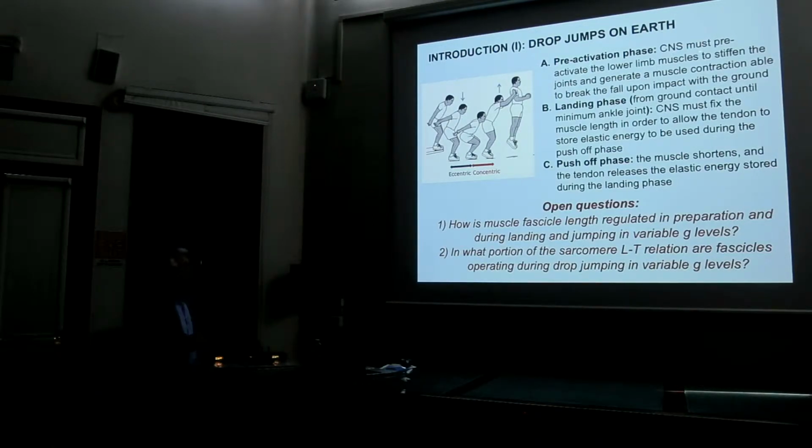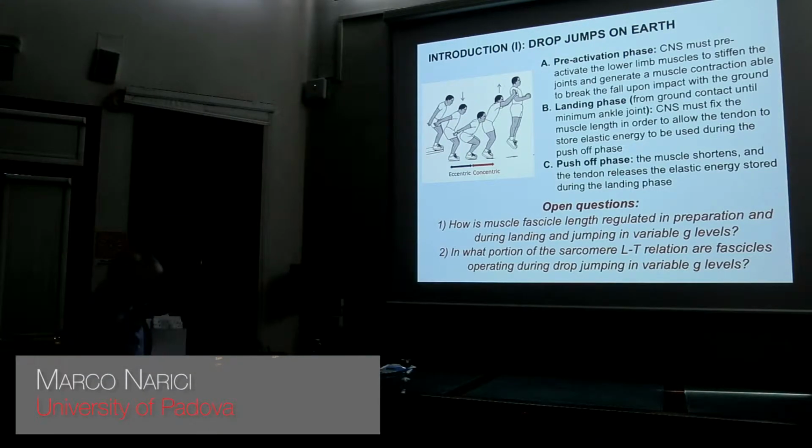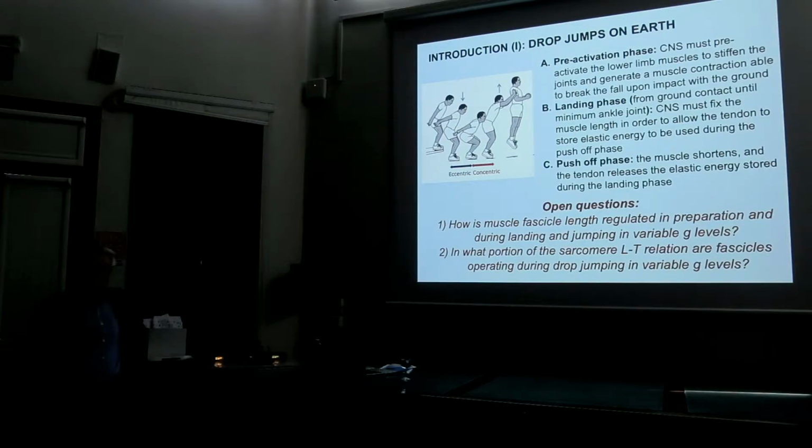So during the flight phase, the central nervous system must reactivate the lower limb muscles to stiffen the joints to generate a muscle contraction able to break the fall upon the impact with the floor. During the landing phase, the CNS must fix the muscle length to enable the tendon to be elongated. If the muscle does not contract and does not reach an isometric contraction, it doesn't act as an anchor, it does not enable the tendon to be elongated. And the elongation of the tendon is useful because it is used to store elastic energy in the tendon, and this elastic energy is then released during the push-off phase.